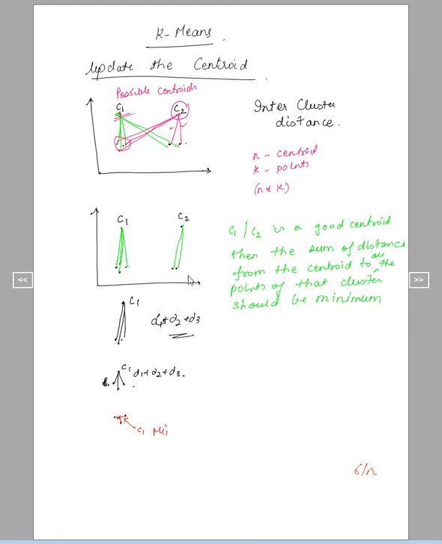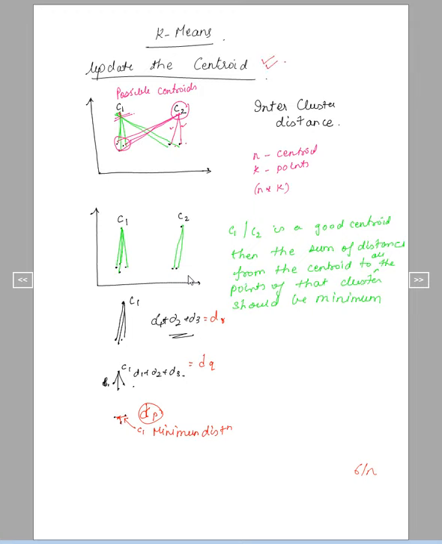So we have the minimum distance. If you see this distance, let me call it dp, this is dq, and this is dr. dp would be the minimum among dr and dq. Then I will say that dp is my centroid for this particular cluster.